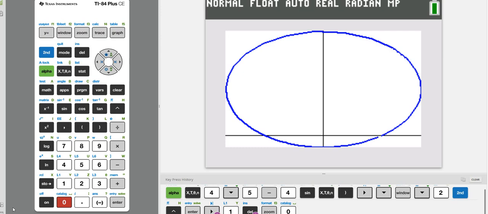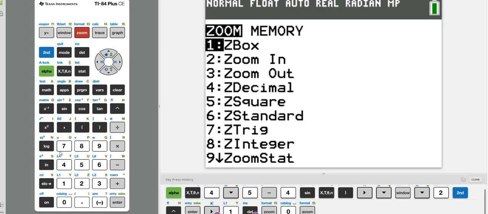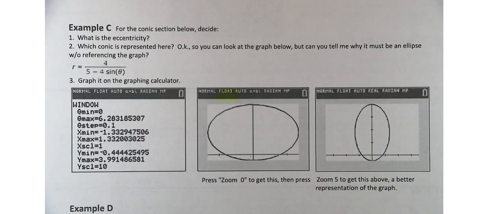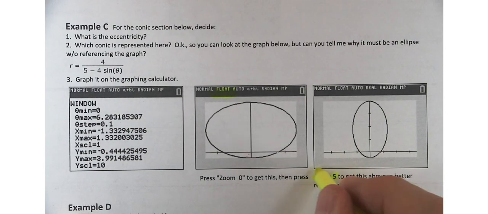So, to get a better look at that, you can hit zoom 5. That'll square things up. That's a better representation of what this looks like. It's taller than it is wide. That's okay. No big deal on that. So that last trick there was your zoom 5, and that gives you a better look at this.